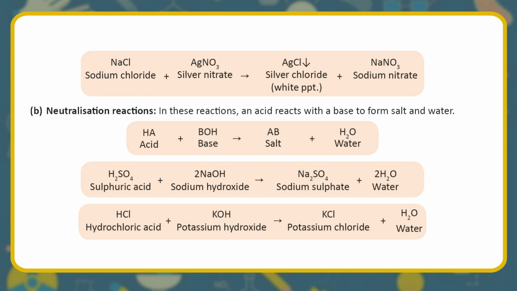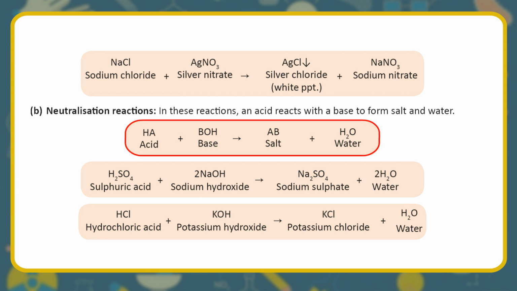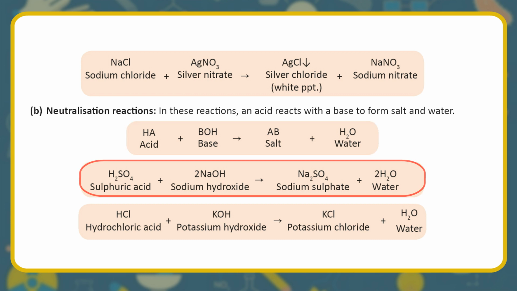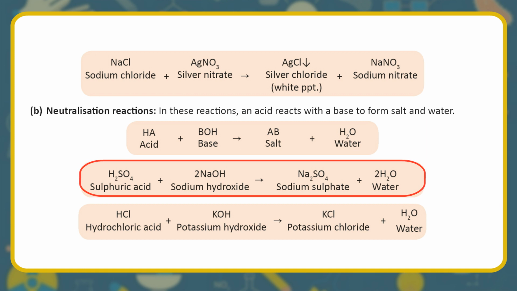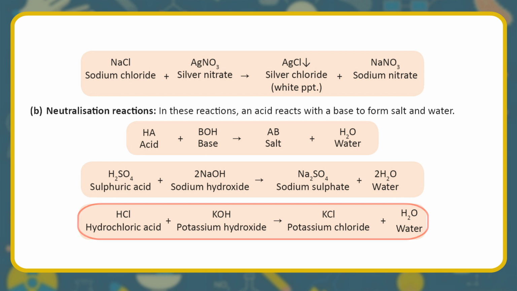B. Neutralization reactions. In these reactions, an acid reacts with a base to form salt and water. HA, acid, plus BOH, base, gives salt plus H2O, water. H2SO4, sulfuric acid, plus 2NaOH, sodium hydroxide, gives Na2SO4, sodium sulfate, plus 2H2O, water. HCl, hydrochloric acid, plus KOH, potassium hydroxide, gives KCl, potassium chloride, plus H2O, water.